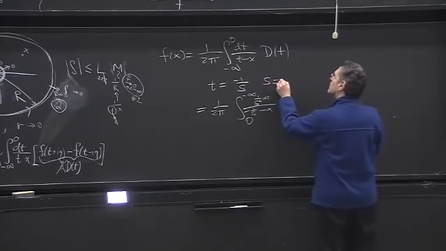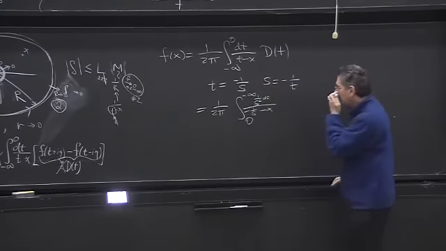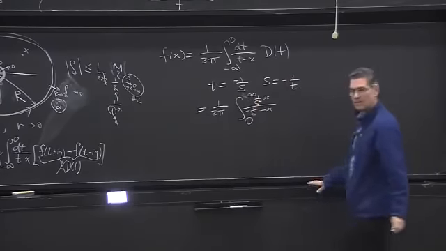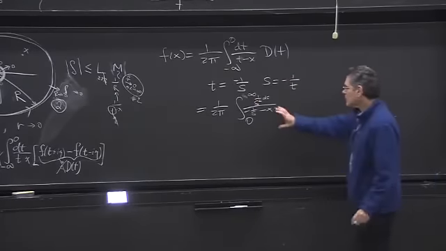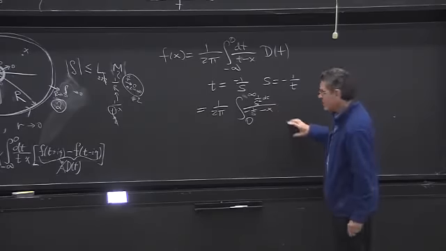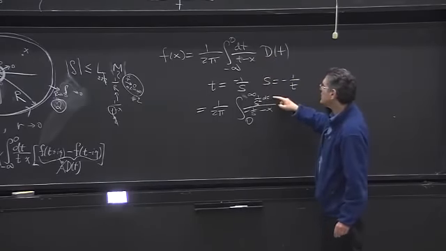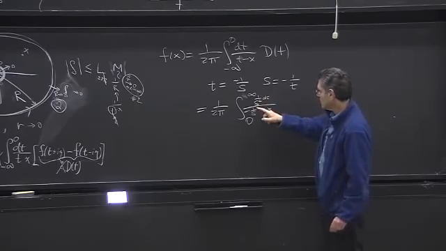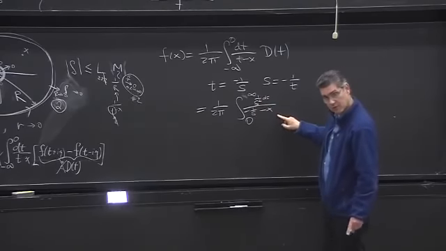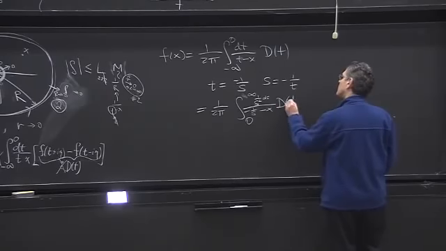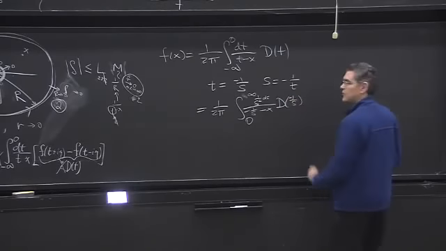S is minus 1 over t. Oh, sorry. This is infinity. Yeah. Okay, sorry. You're right. So now we have dt becomes 1 over s squared ds. t becomes minus 1 over s minus x, right? And this is d of 1 over s with a minus sign.